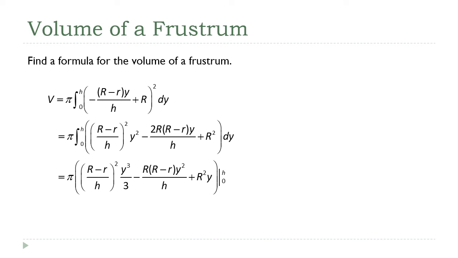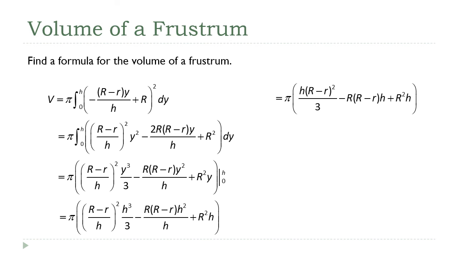And now we're going to evaluate this from 0 to h. Well, hopefully you can see pretty quickly when we put 0 in there, everything is going to become 0. So really, it's substituting h that's going to give us the result. So if we put h in there, we get this expression. All I did is replace all 3 y's with an h. And really, that is the answer, but obviously we're not going to stop there. We do need to do some simplifying.